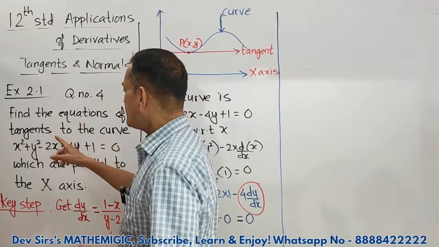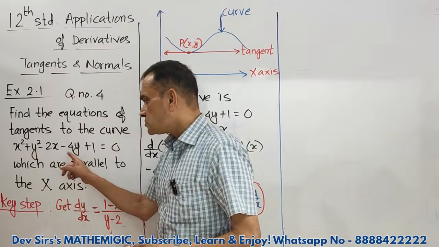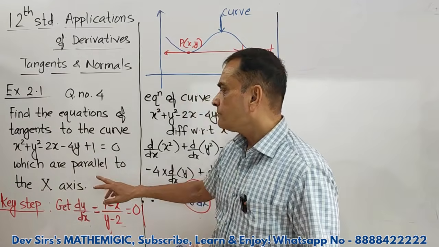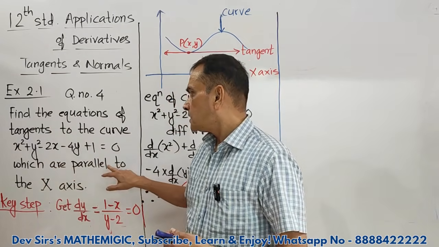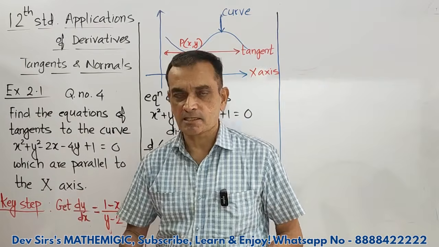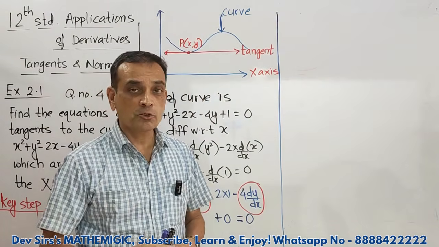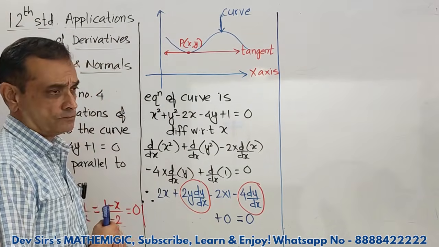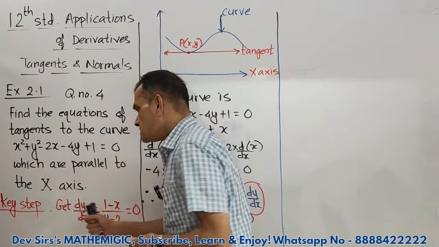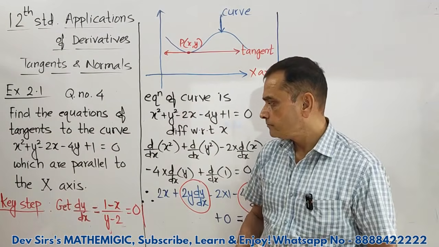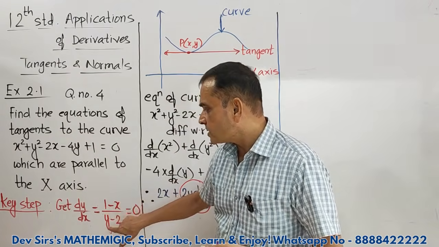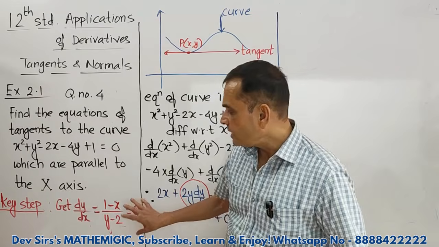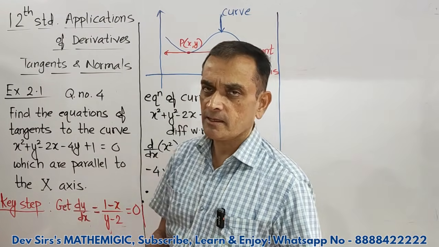Find the equations of tangents to the curve. This is the equation of the curve. Every curve has an equation, such that the tangents are parallel to the x-axis. That is the condition. Now, what is the hint or key step? Get dy by dx equal to (1 minus x) upon (y minus 2) equal to 0. Why this equal to 0 is coming, we will see.